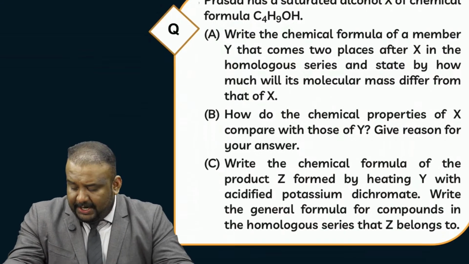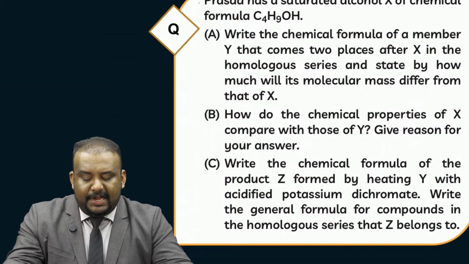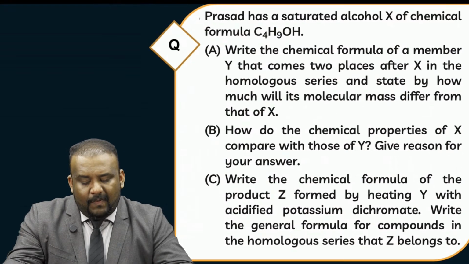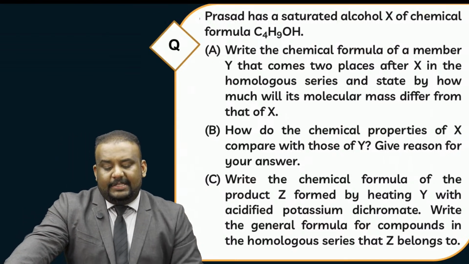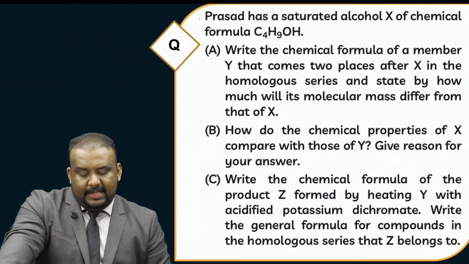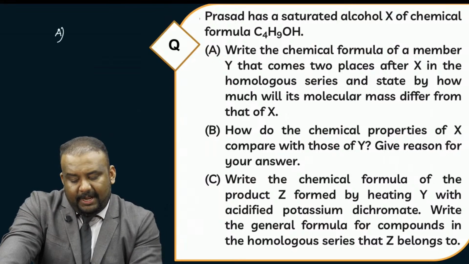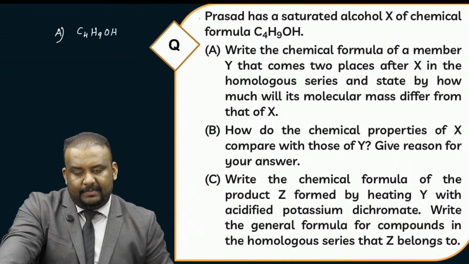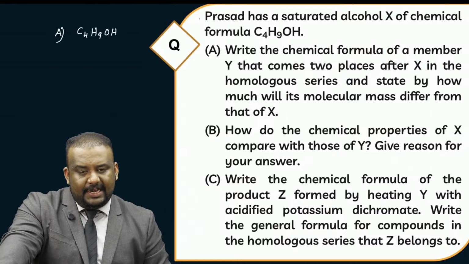Prasad has a saturated alcohol X of chemical formula C4H9OH. Write the chemical formula of a member Y that comes two places after X in the homologous series and state by how much its molecular mass will differ from that of X. See, what is the formula given there? C4H9OH, right? So that means it is an alcohol.